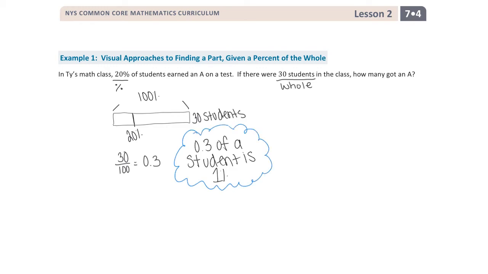Now I know that 0.3 or 3/10 of a student is 1%. I'm going to take my 0.3 and multiply it by 20%. When I do that, I get an answer of 6. So now I know that 6 students on the test got an A.